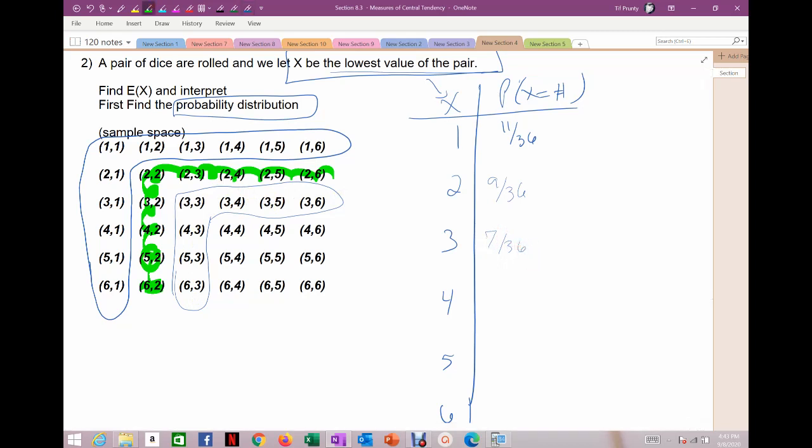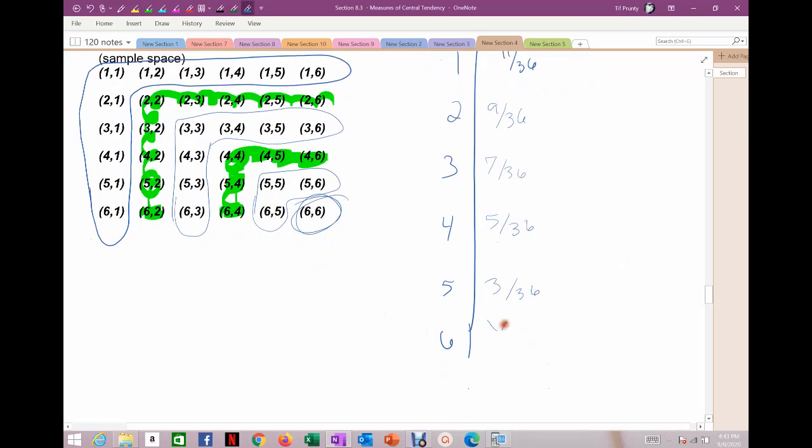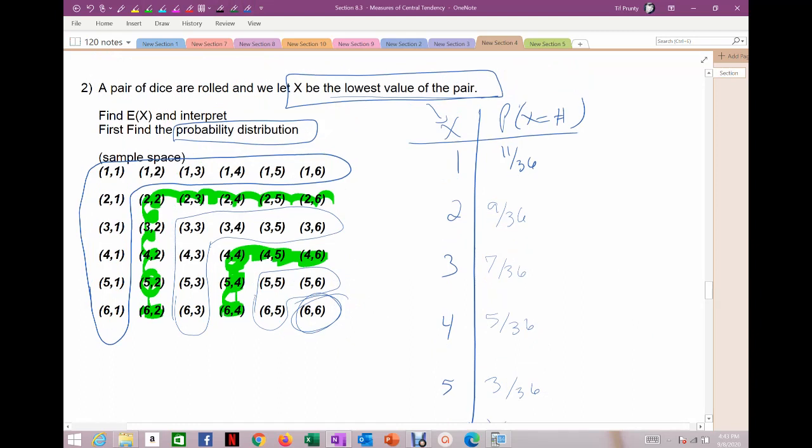Right? Then the next one would be 4 is the smallest as long as it's paired with 5 and 6, and so those are all the values where 4 is the smallest, which is 5 out of 36. Then 5 is the smallest as long as it's paired with itself and 6, and 6 is only the smallest if it's by itself, 1 out of 36. And so there's all the probabilities if I'm looking at x as the lowest number in the pair. And I'm just leaving the fraction.